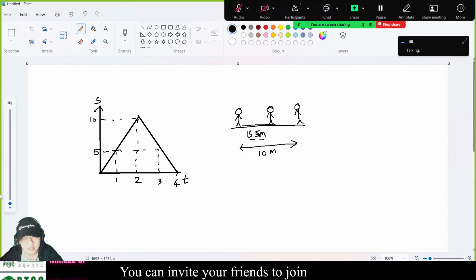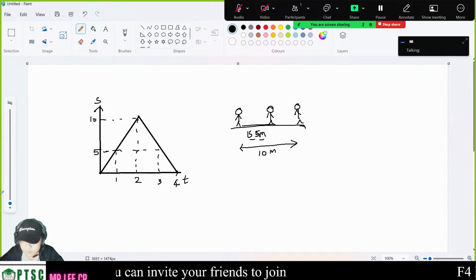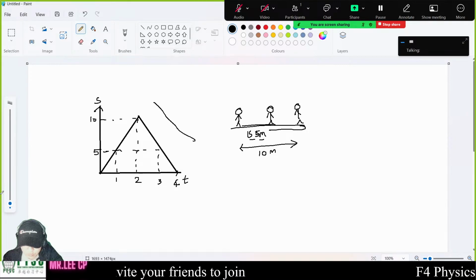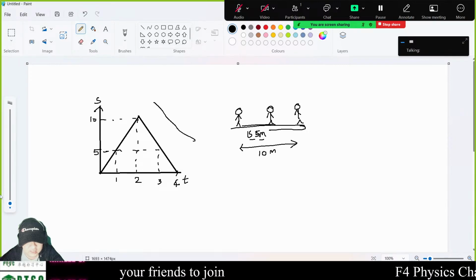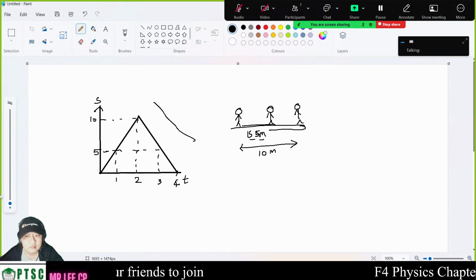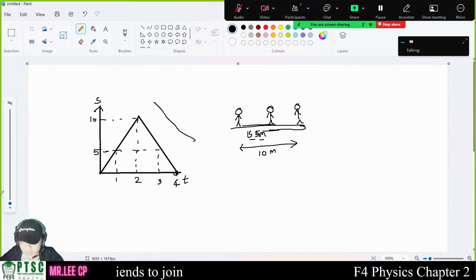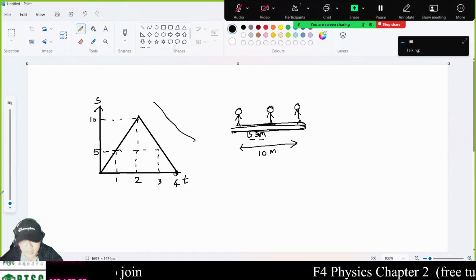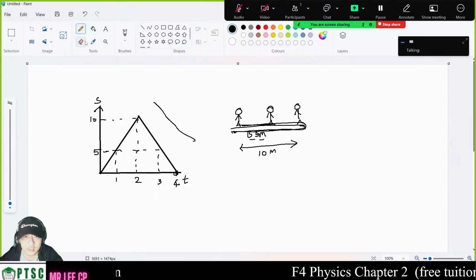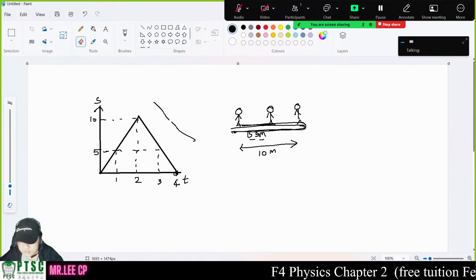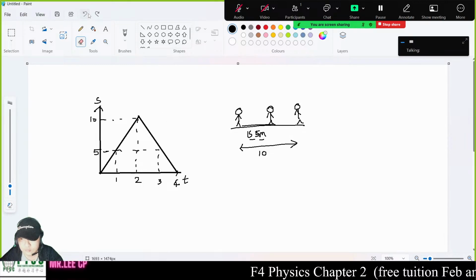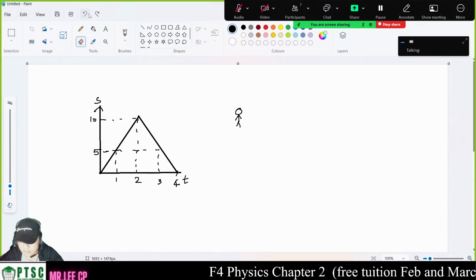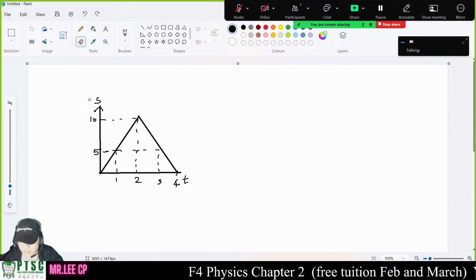Then third second, where am I? I am moving backward. So you see this one, the gradient is going downward. It's going down this way. It means it is turning backward. Now fourth second, where am I? I am here. So I move 10 and then I move 10 back. So what does that mean?